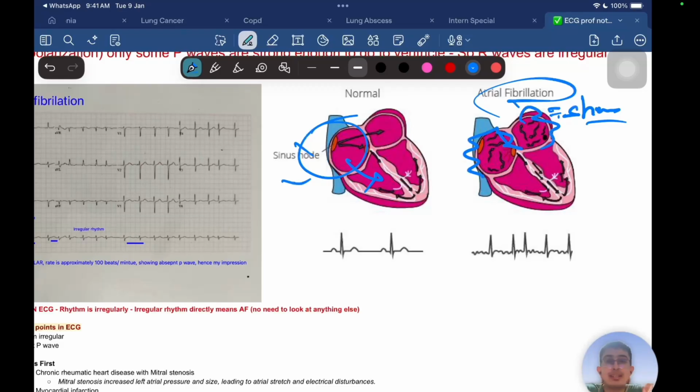So if it's shaking and not able to push the blood into the ventricle, then the cardiac output will be low, right? Because the ventricle is not getting enough blood. So that is the problem with atrial fibrillation.